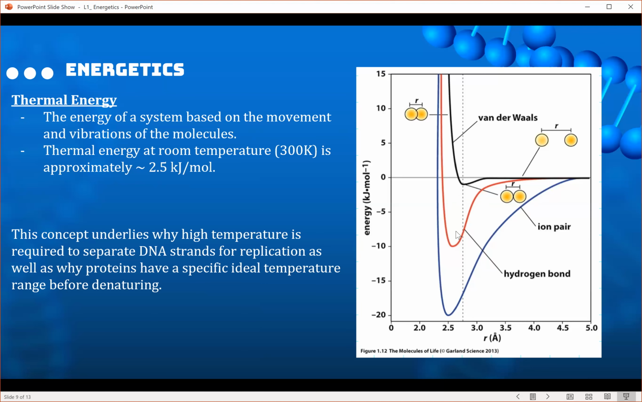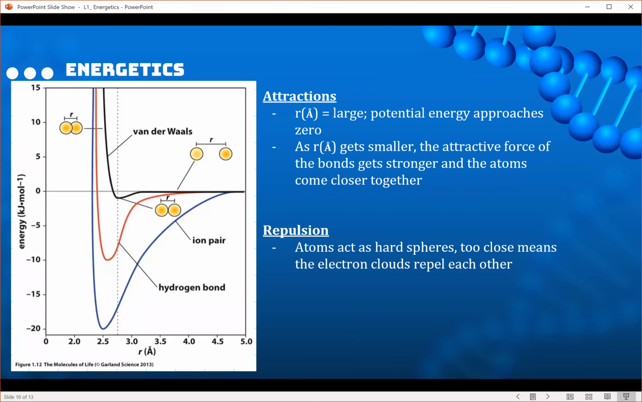And this concept underlies why high temperature is required to separate DNA strands. Because of the hydrogen bond pairing, you want to have enough energy so that it disrupts that bonding, and why proteins have an ideal temperature range before denaturing. And this is very important when we look at that later. So, like I said before, there's strong attraction depending on your interaction.